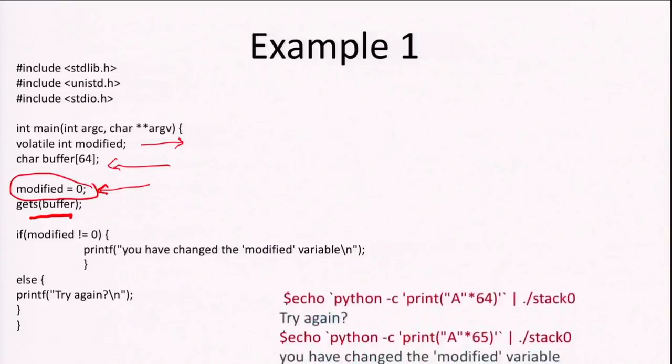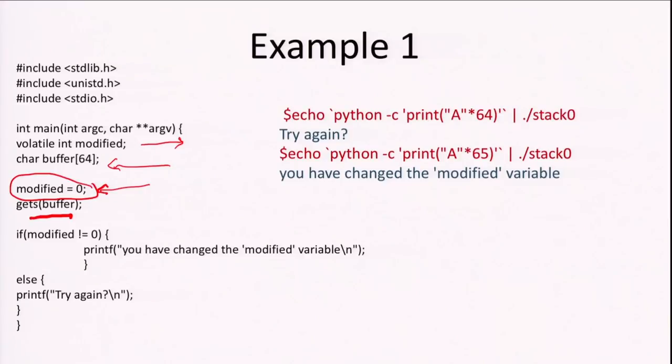Now what I'll do is use Python, but you don't have to use Python. You can use any other scripting language, or you can write up your own large string. So we are basically creating a string of A's, the character A repeated 64 times by this Python code, and then passing that to stack 0, which is the compiled version of this program. This executable gets 64 A's as input and puts it into this buffer, and modified does not change because we are getting try again, which means that the else part of this code is executed.